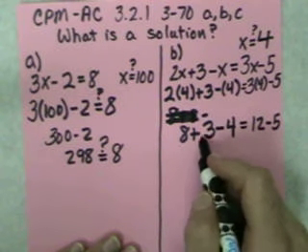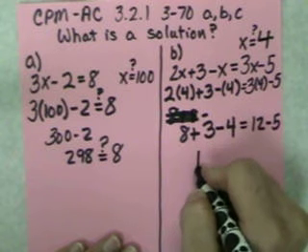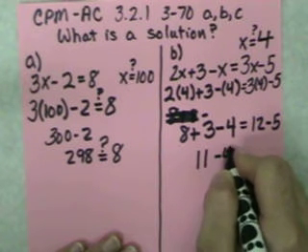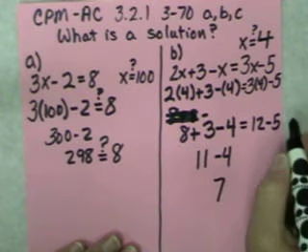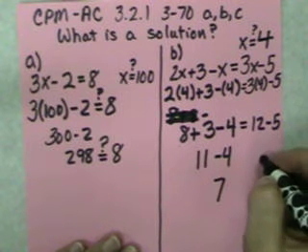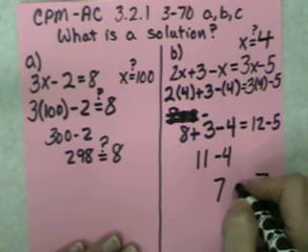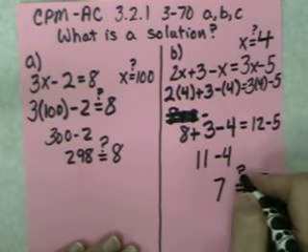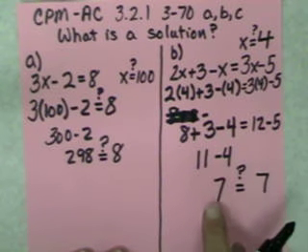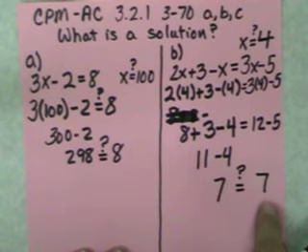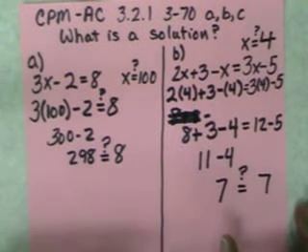8 plus 3 is 11 minus 4, and 11 minus 4 is 7. 12 minus 5 is 7. And so the question is, does x equal 4, when we put it in, gives us 7 equals 7. And is that equal to each other?